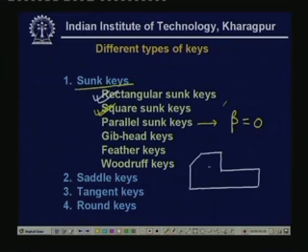What is the purpose of this? This part is known as the gib, and the purpose is that this is normally used in order to withdraw or draw out the key, or fix it back. So if you look at the assembly, it looks like here.